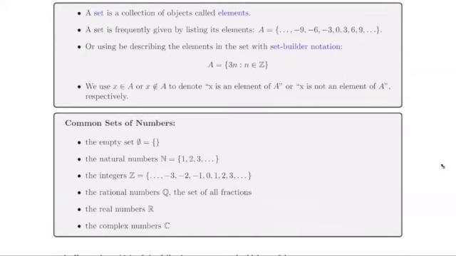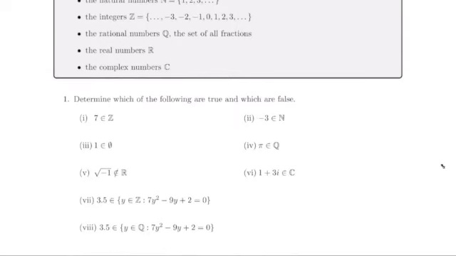So we use the empty set to denote the set that contains no elements. We use N for the natural numbers, which are the integers greater than or equal to 1. We use Z for the integers, and then rational numbers, real numbers, complex numbers. And then we use this inclusion symbol, or not-in symbol, to denote whether or not this thing is in the set. Any questions about this notation?